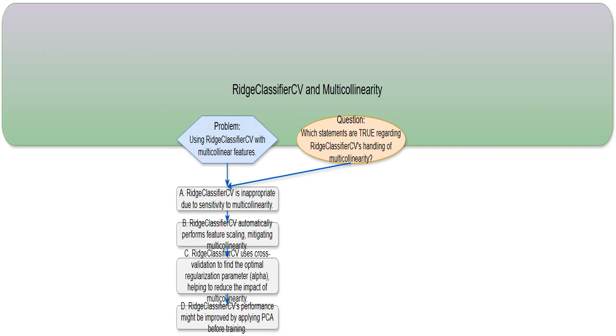The big picture. We're looking at how well RidgeClassifierCV, a specific type of classifier, performs when there's multicollinearity, highly correlated features, in the data. Understanding the strengths and weaknesses of RidgeClassifierCV in this situation is key.